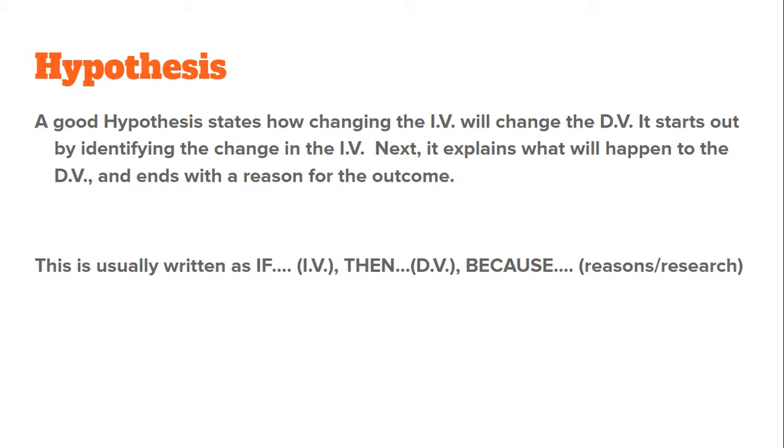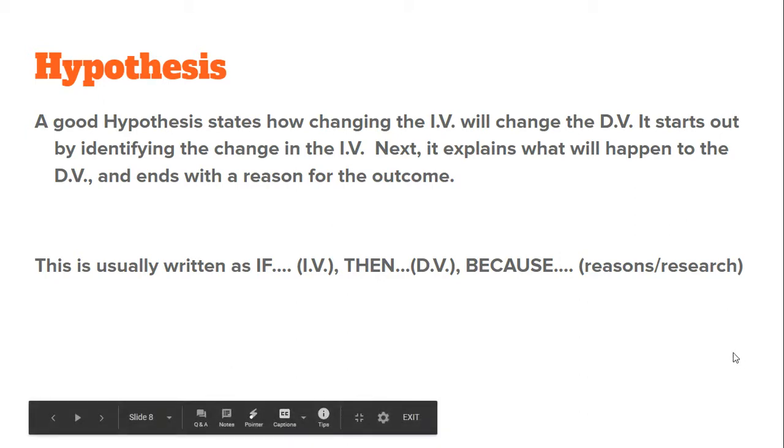And then, of course, we also end it with a reason. Why did you expect this? What evidence or things are you saying causes this to happen? And we usually write it in a format of if whatever your prediction about the independent variable, then whatever your thoughts on the dependent variable, and because of your reasons or research. So you can think of it as having three super important words: if, then, and because. And each one of those independent and dependent variables have a specific spot that it should be in.